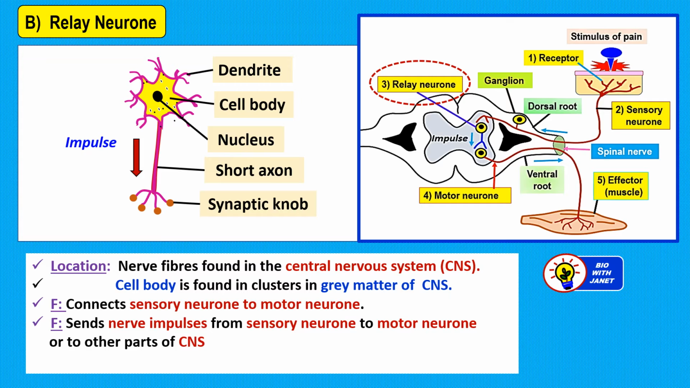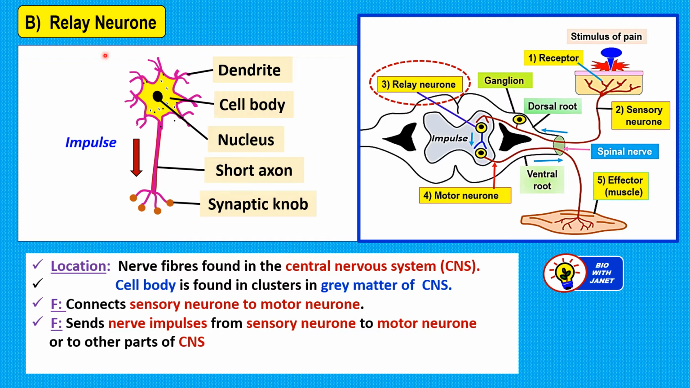Now, looking at the structure of the relay neuron, it has dendrites that transmit impulses to the cell body, and then from there, the impulses are transmitted away from the cell body by the axon. Then the impulse will flow down to the synaptic knobs. So at the front part here, the head, it receives impulses from the sensory neuron, and at the ends here, it will transmit impulses to the motor neuron.